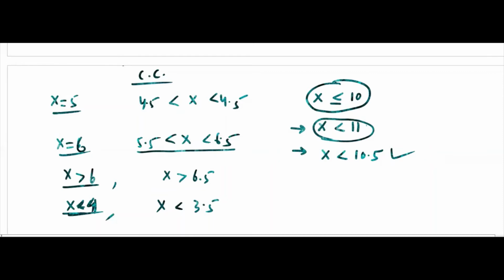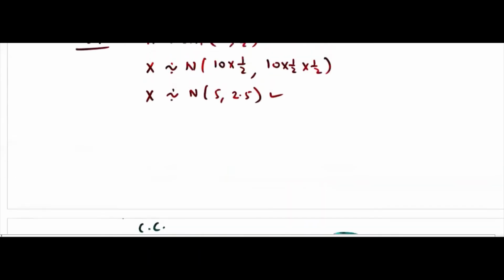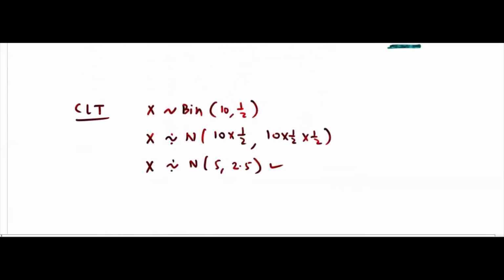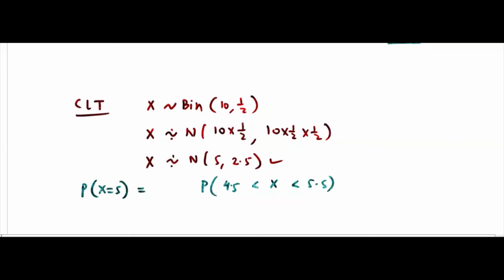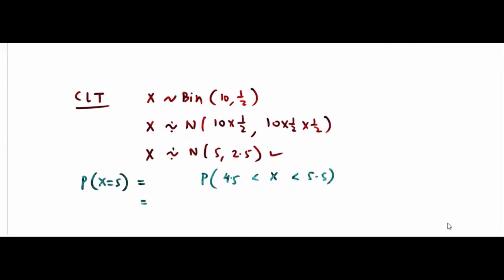Okay, sir. Now let's do this problem. So here we need to find the probability that x is equal to 5. If you apply continuity correction, it will be the probability that x is between 4.5 to 5.5. Then you can find this probability by standardizing. So let me write the probability of (4.5 minus 5) divided by the square root of 2.5.